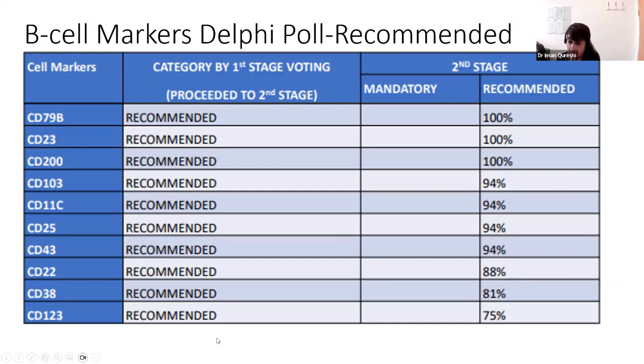And this is what they would say is recommended for BLPD diagnosis. And again, I would welcome your thoughts on that.